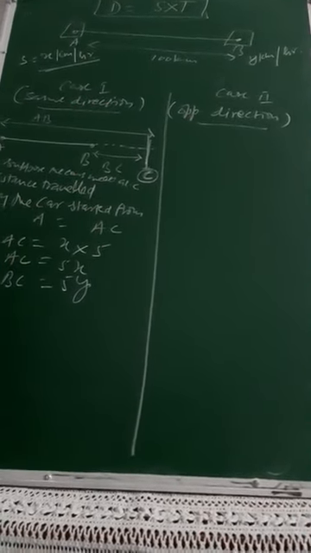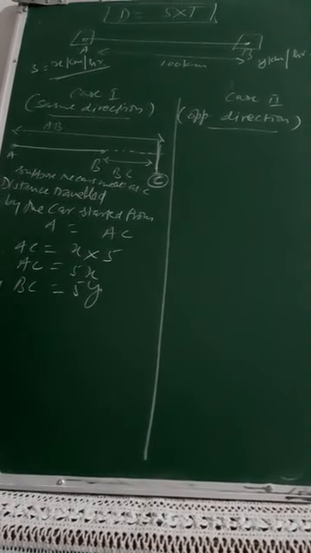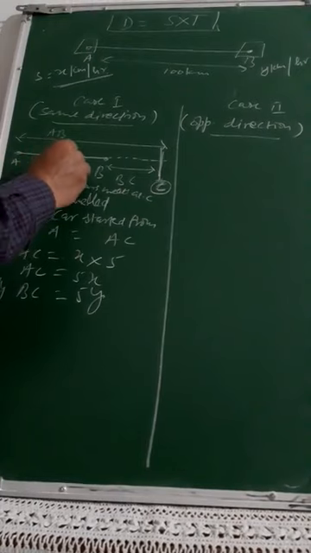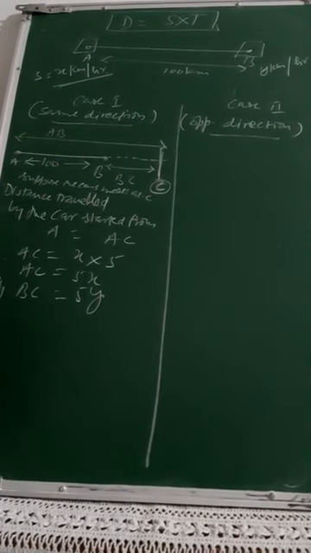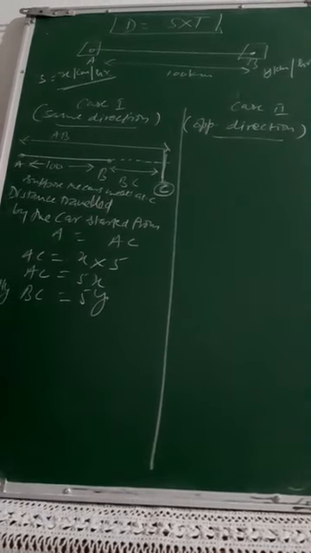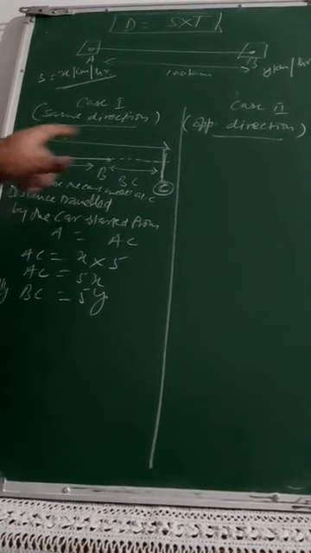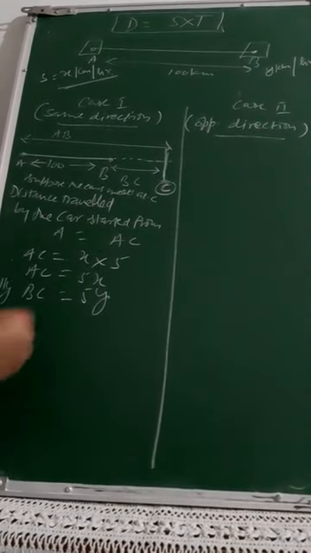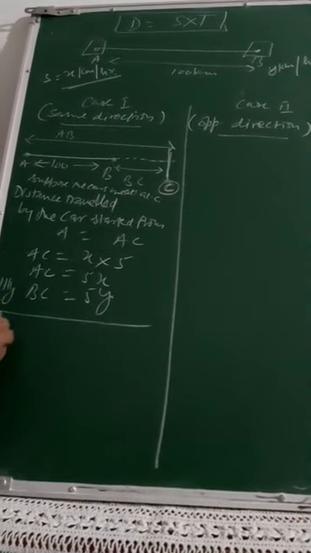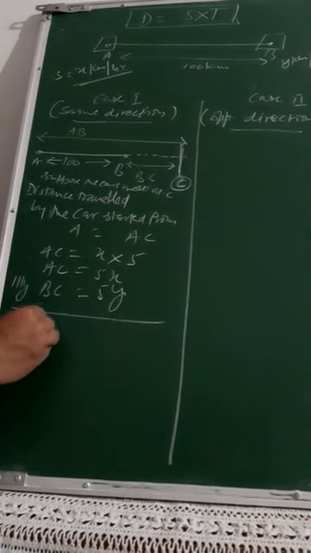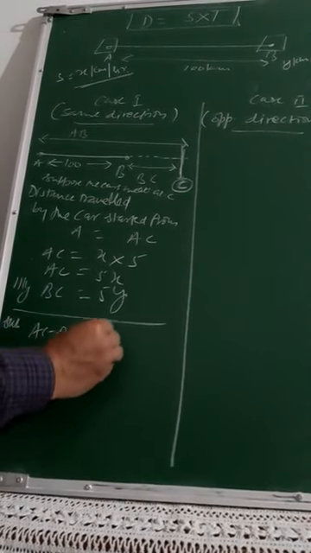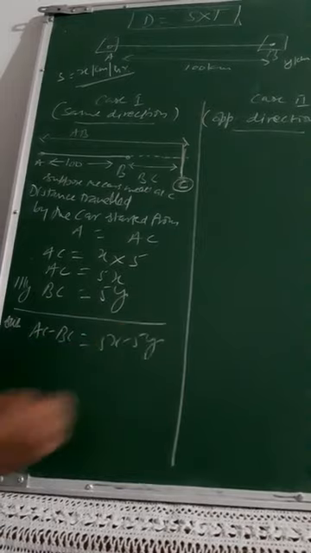Fine. So now you look at this. Now I have to make use of the distance of 100 kilometers that is also given to me in respect of AC and BC. Now if I subtract these, what happens? AC minus BC is equal to 5x minus 5y.